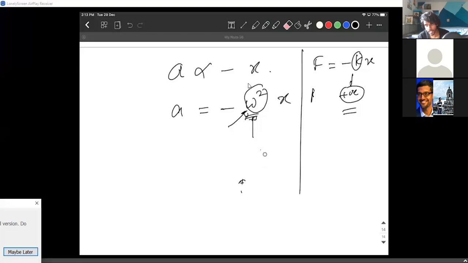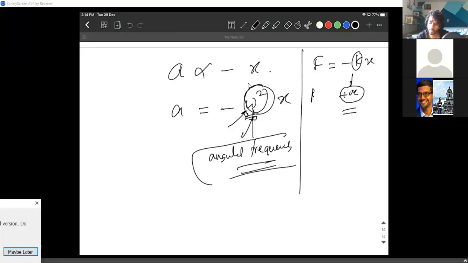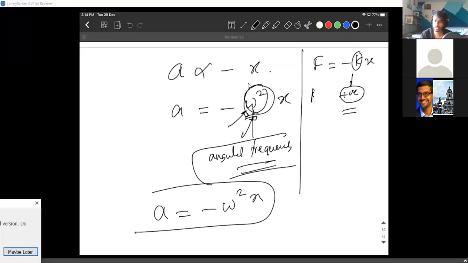And it's not just that. In later classes, we are going to call this omega something called angular frequency. Where did that even come from, out of nowhere? What is this angular frequency, and why did I put it there? Sadly, this is how most books introduce this topic. They simply say acceleration equals minus omega square x. This is called SHM.